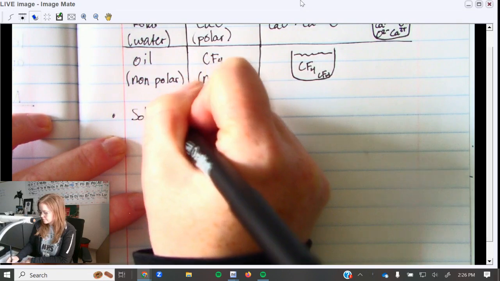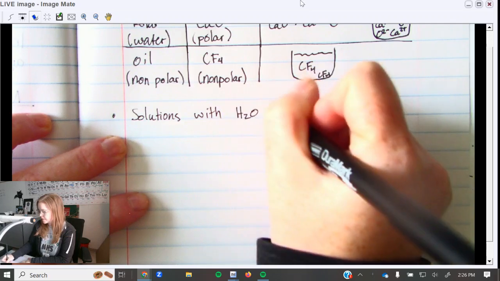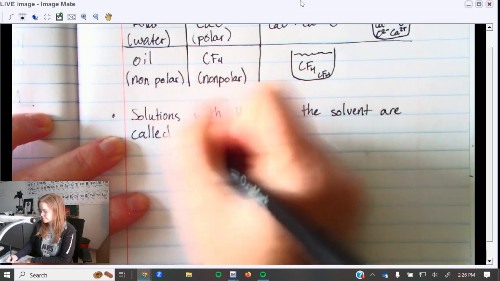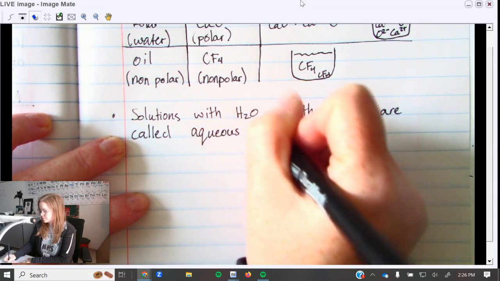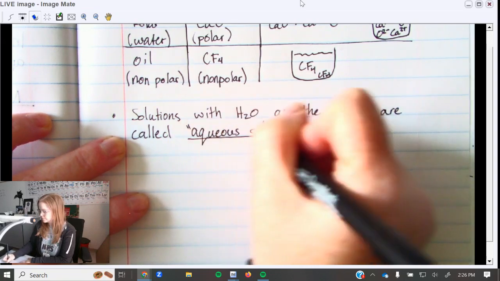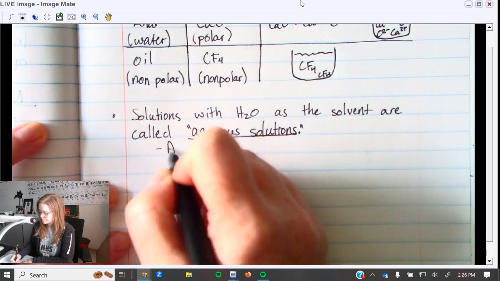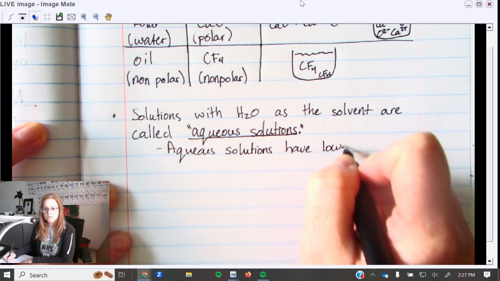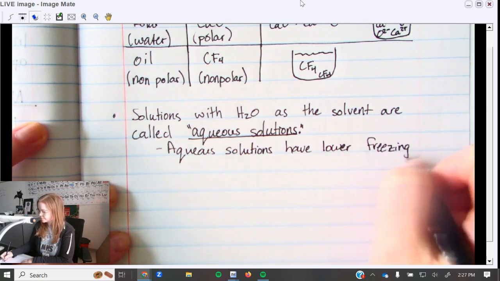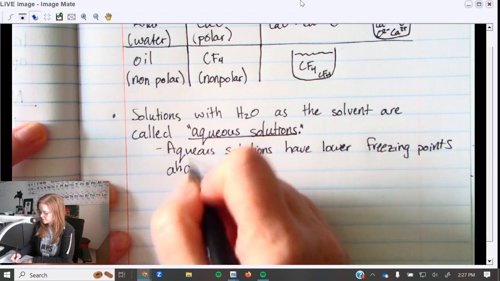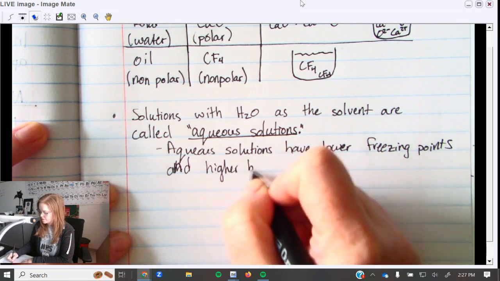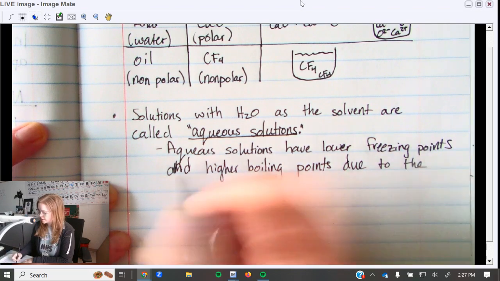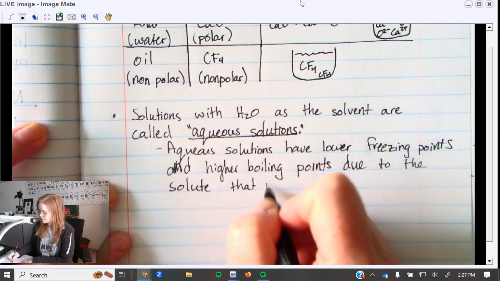To continue on in our notes, we've already defined that water dissolves polar substances. Solutions with water as the solvent are called aqueous solutions. Aqueous solutions have lower freezing points and higher boiling points due to the solute that is dissolved.